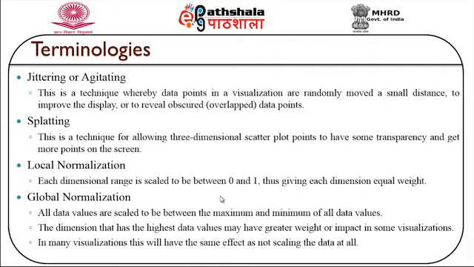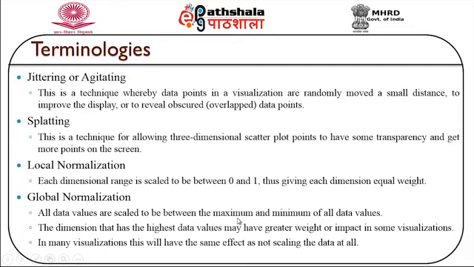The other terminologies are jittering or agitating. This is a technique whereby data points in the visualization are randomly moved a small distance to improve the display or to reveal obscured or overlapped data points. Splatting. This is a technique for allowing three-dimensional scatter plot points to have some transparency and get more points on the screen. Local normalization. Each dimensional range is scaled to be between 0 and 1, thus giving each dimension some equal weight.